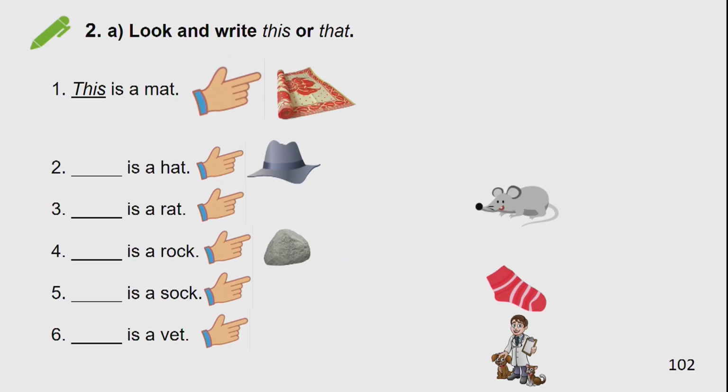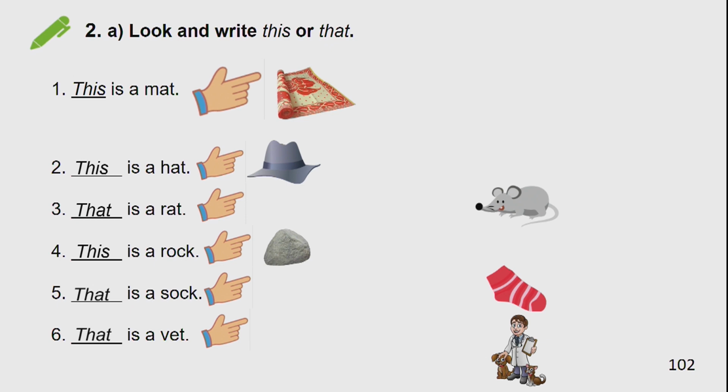Number 2. Who wants to read it? This is a hat. Good. Number 3. That is a rat. Number 4. This is a rock. Number 5. That is a sock. And number 6. That is a vat. Great.